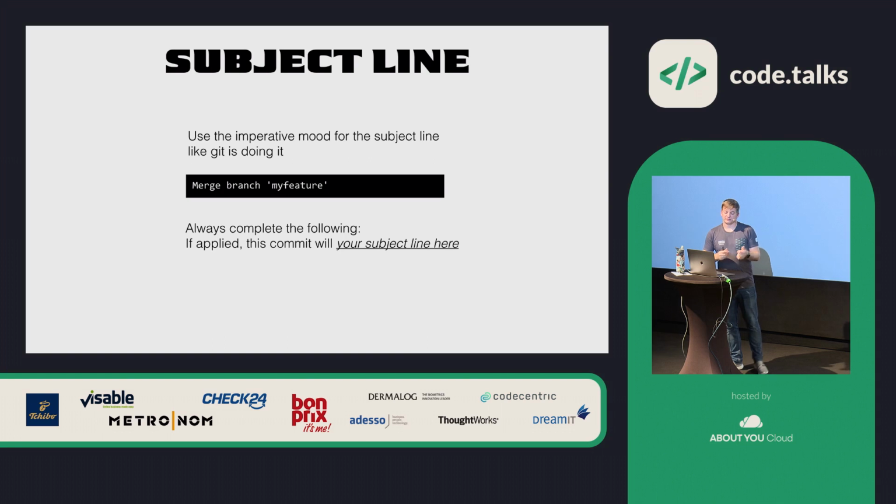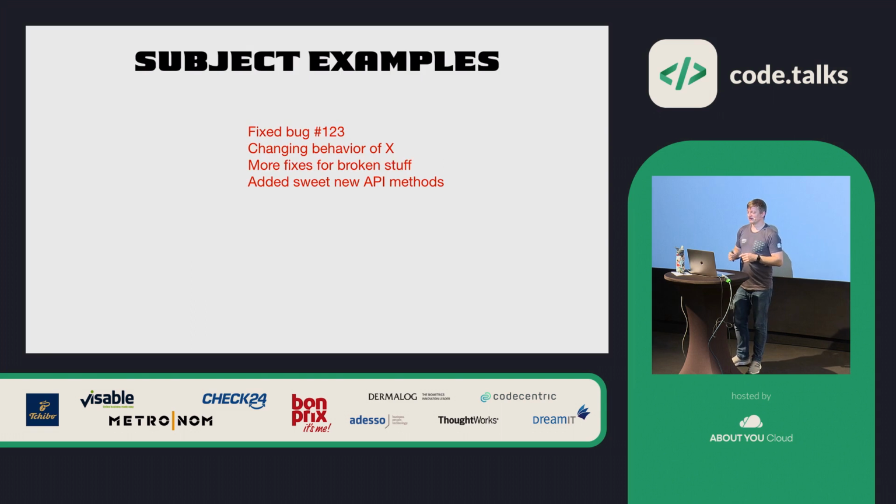And a nice guide, if you want, you can follow the sentence, "If applied, this commit will..." and then your commit message. And like I said, that is kind of strange in the beginning, but it makes commit messages much more precise. And the imperative mood is shorter as well, so it's much easier to follow the 50-character rule. So let's look at some examples.